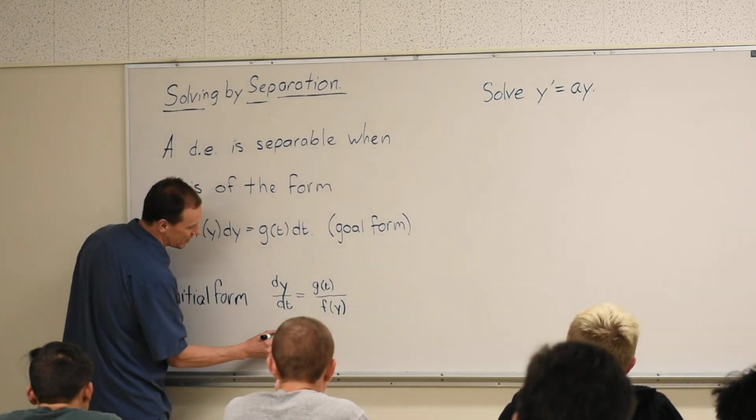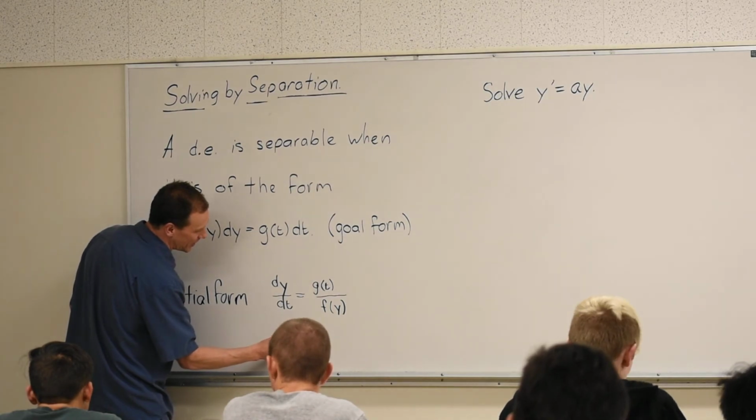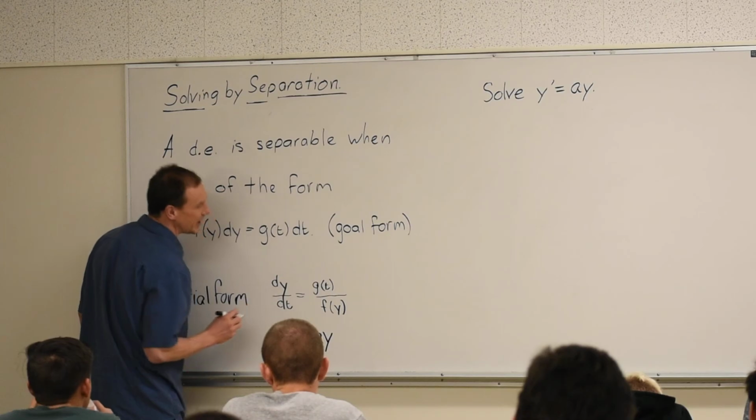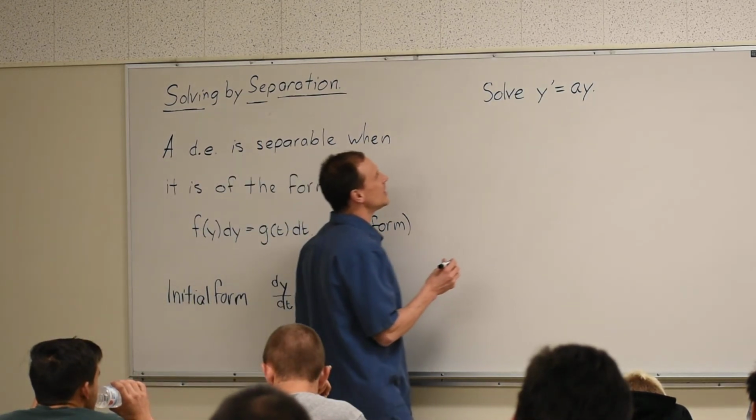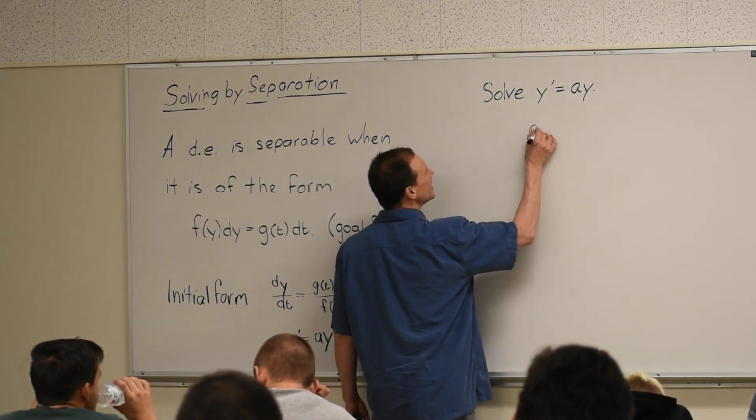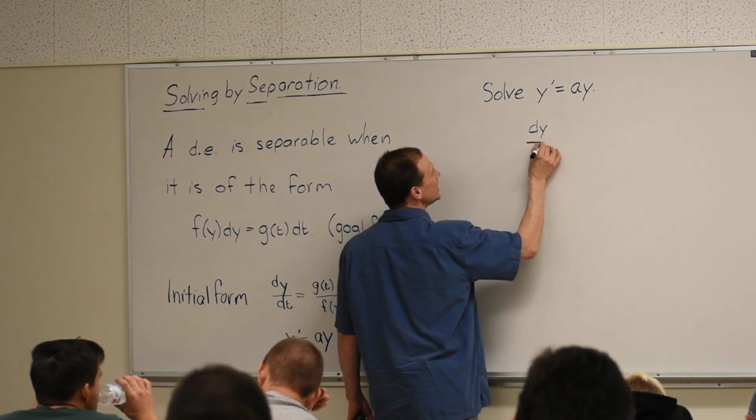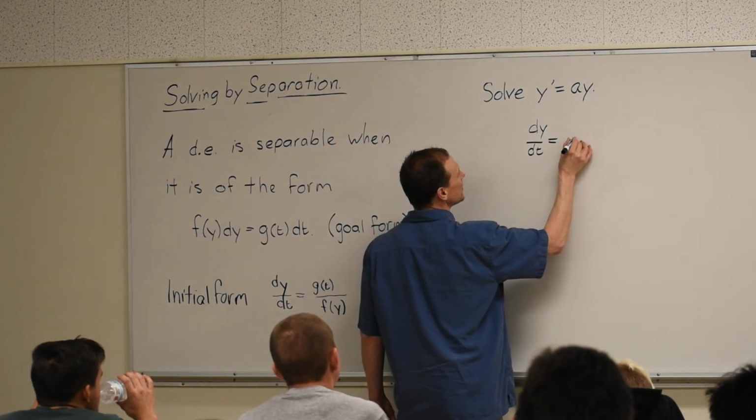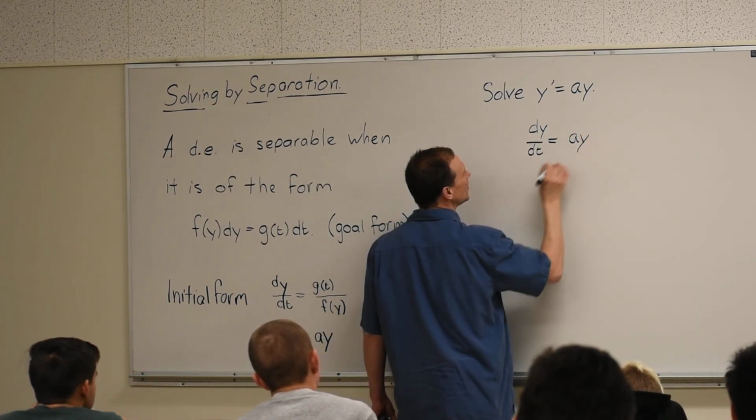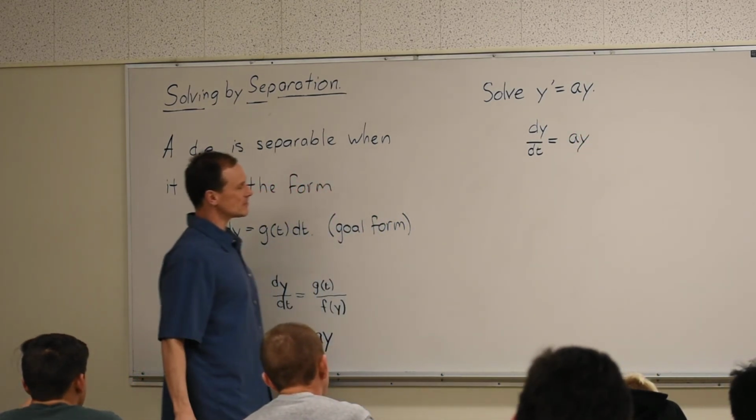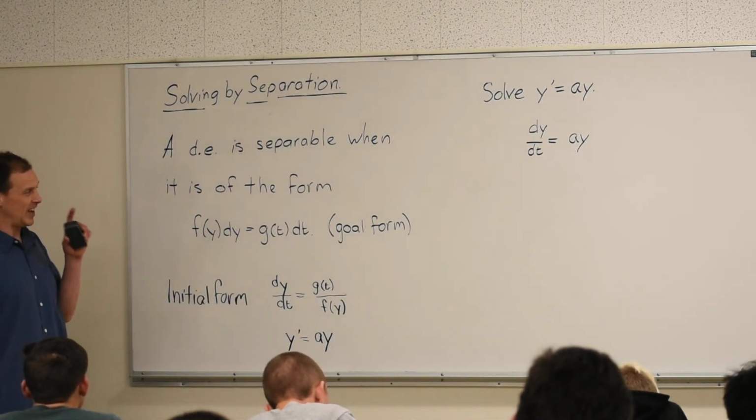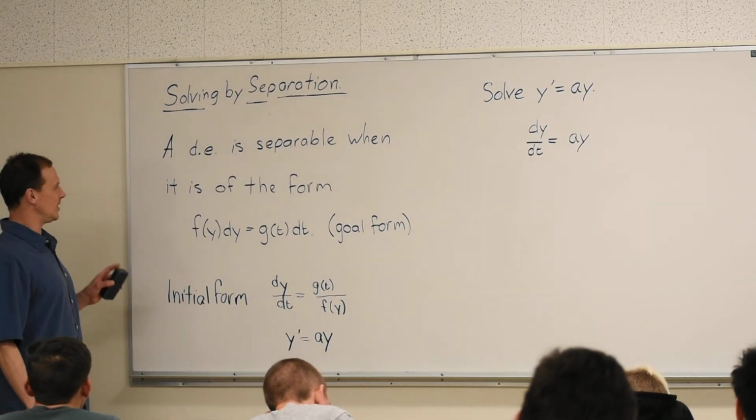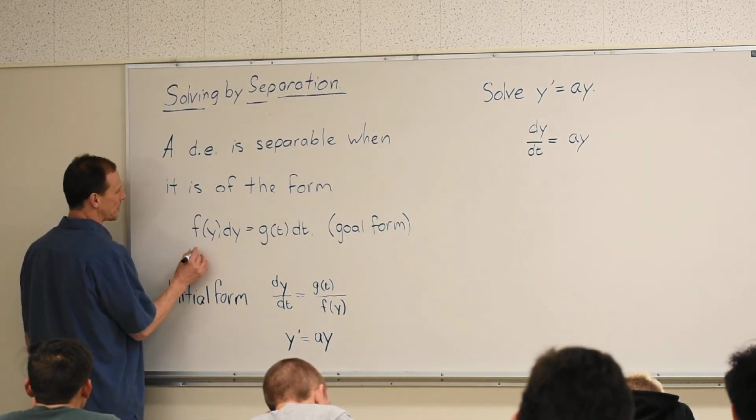So right off the bat, let's take a moment and think about it, we're really in this form, aren't we? Y prime equals ay. So let's do this. I'm going to write it in the form that we need, dy dt equals ay. And then, from there, what we need is this. This is our goal now.